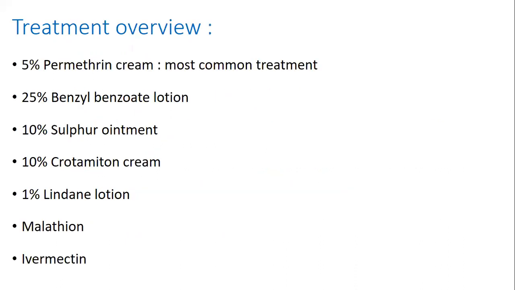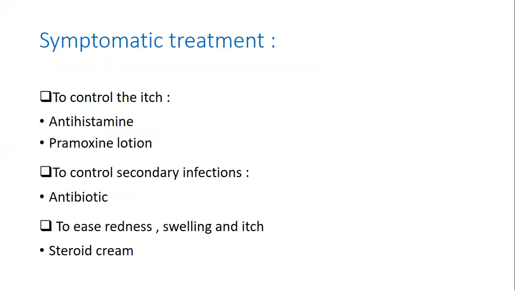So, treatment overview: we can use 5% permethrin cream. It is the most common treatment for scabies. Then 25% benzyl benzoate lotion, 10% sulfur ointment, 10% crotamiton lotion, 1% lindane lotion, malathion, and ivermectin.